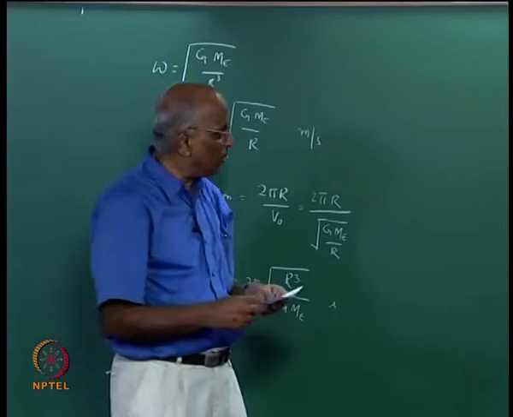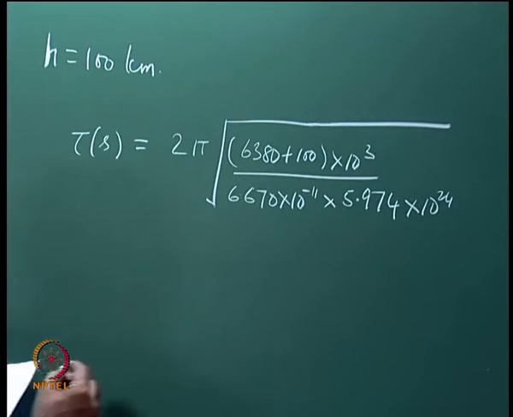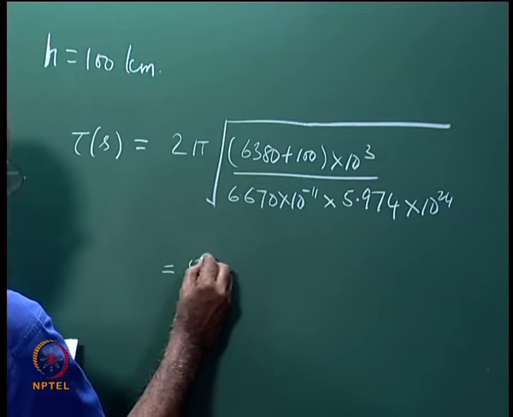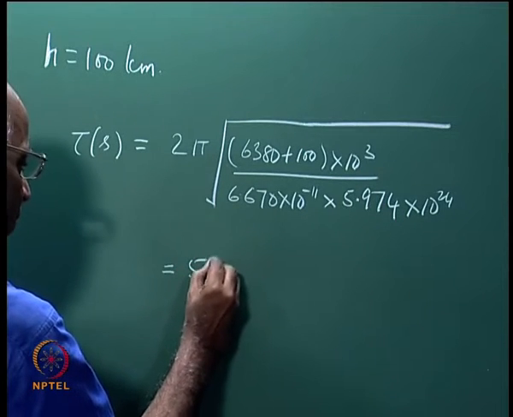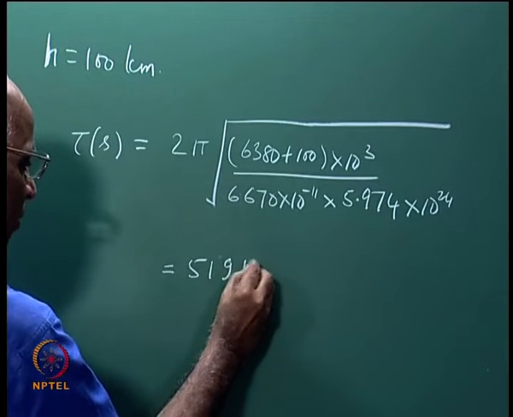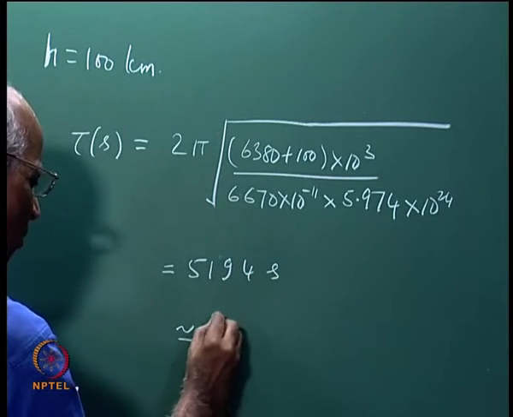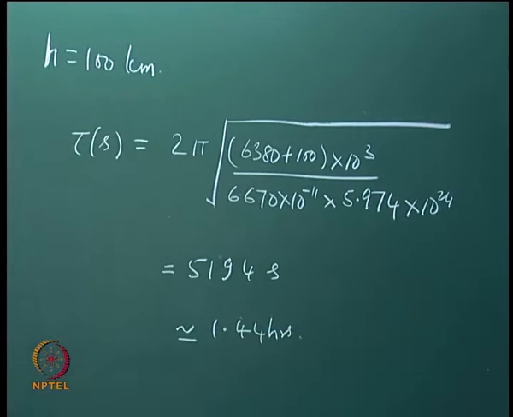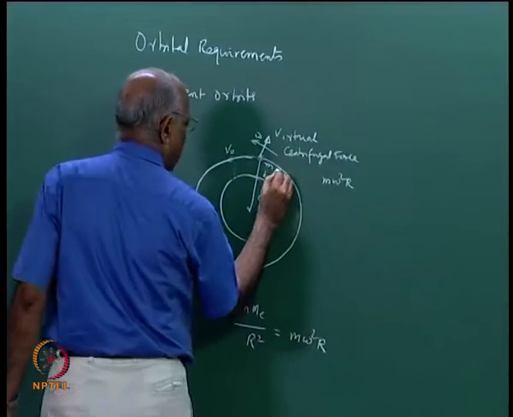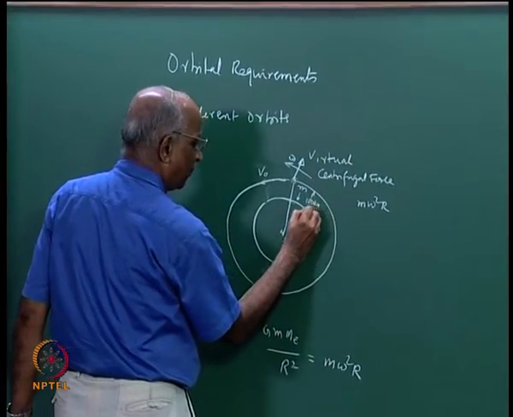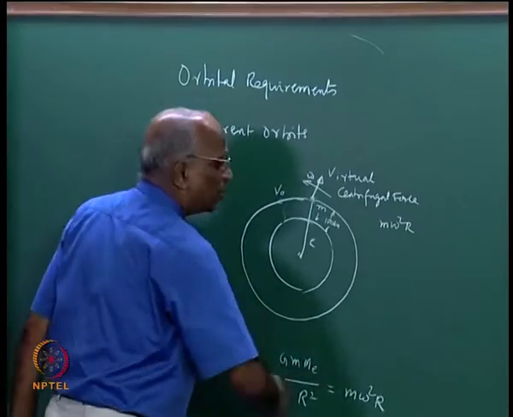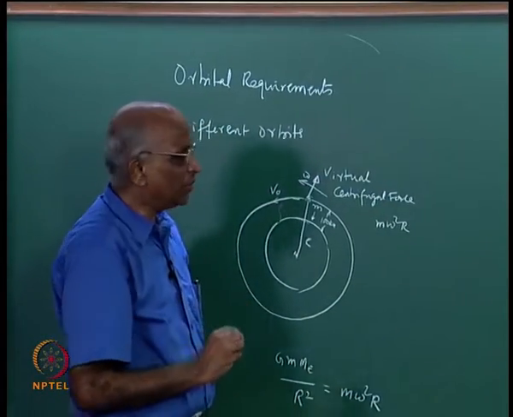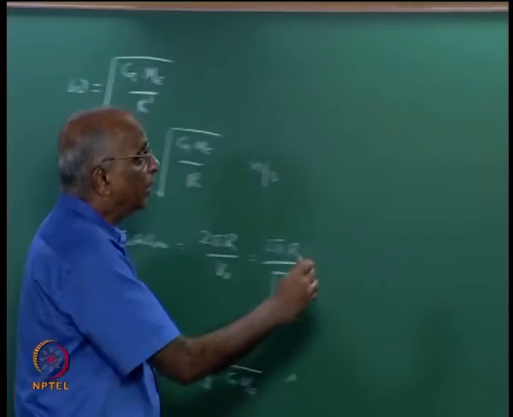When I calculate the value, I find this comes out to be something like 5194 seconds, or something like 1.44 hours. Now, instead of 100 kilometers above the earth, I go to a distance, let us say 50,000 kilometers above the earth, and I ask what is the value of the time period.